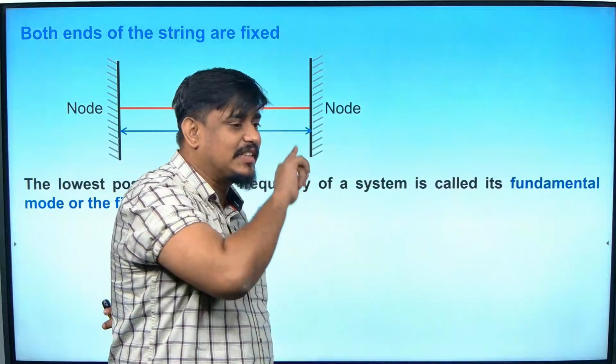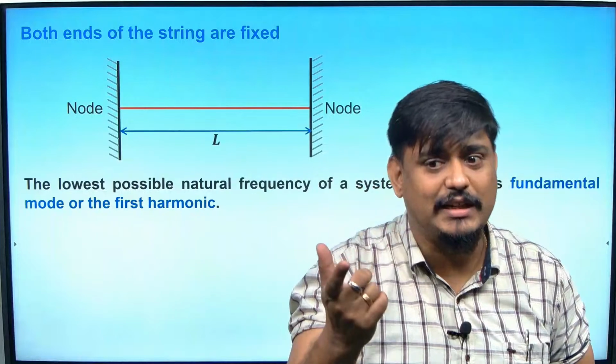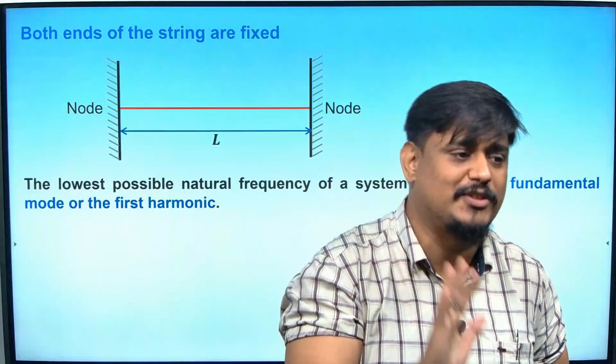7th harmonic will be how much? 7 times V by 2L, that's all. The question will be simple, but if you don't understand the logic of overtones and harmonics, you will make mistakes.